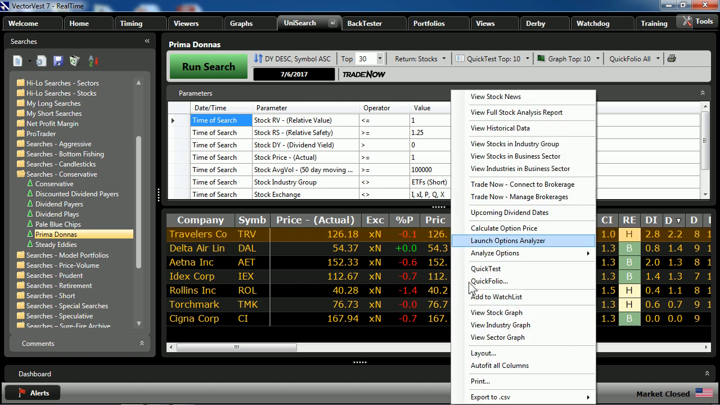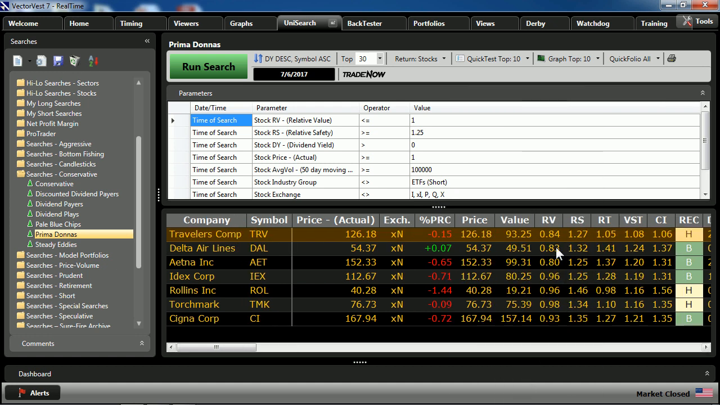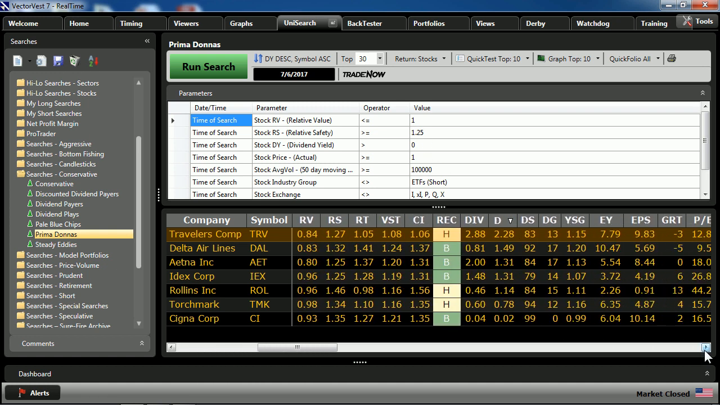Let me just right-click on this and auto-fit all columns. Notice, the RVs here are less than 1. All the relative safety ratings are greater than 1, and we know they have to be greater than 1.25 in this case. If I scroll over to the right, all of these stocks pay a dividend, have excellent dividend safety, for the most part very good dividend growth, and for the most part a YSG rating of above 1.